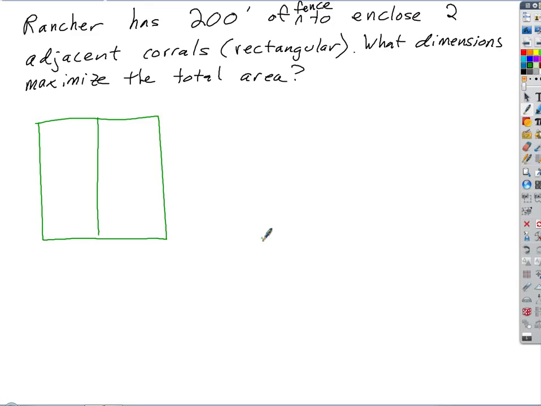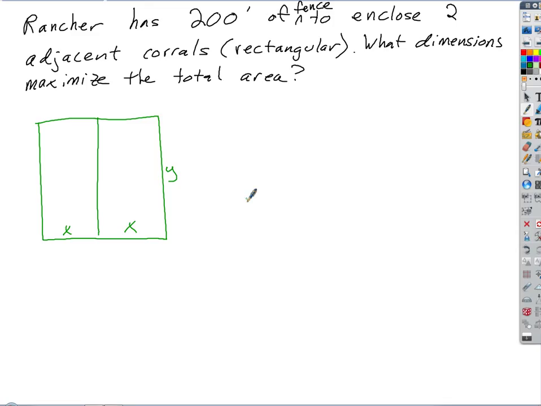X and Y. L and W we could use. I'm going to use X and Y just because they're easier to write, and L looks like a 1 sometimes. So let's call this distance right here X, and let's call this distance Y. Wait, why are they two different? Those are two different areas, two different pastures for different animals. There are two adjacent corrals. Okay, that makes sense? Yes.